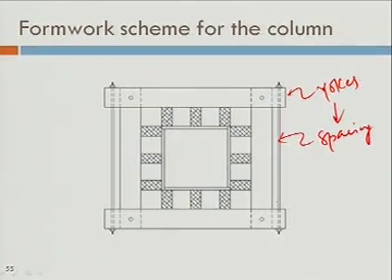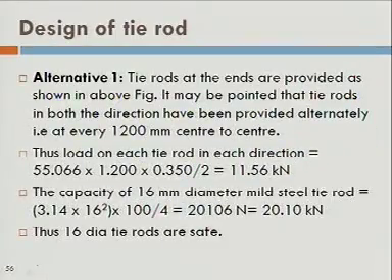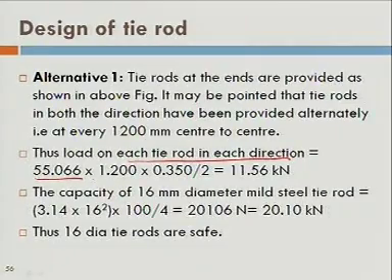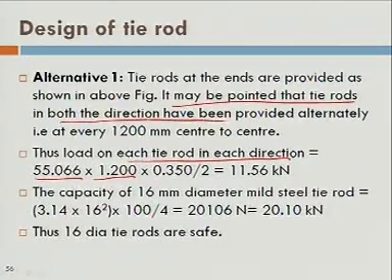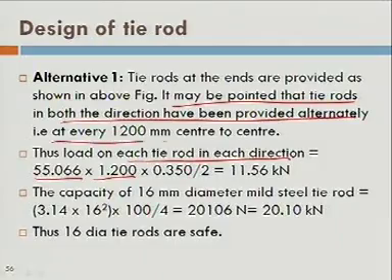Can you find out the load coming onto this tie rod? Do you understand this? Load on each tie rod is this pressure, 55.066 into 1.2. It is assumed that tie rods in both the directions have been provided alternatively.